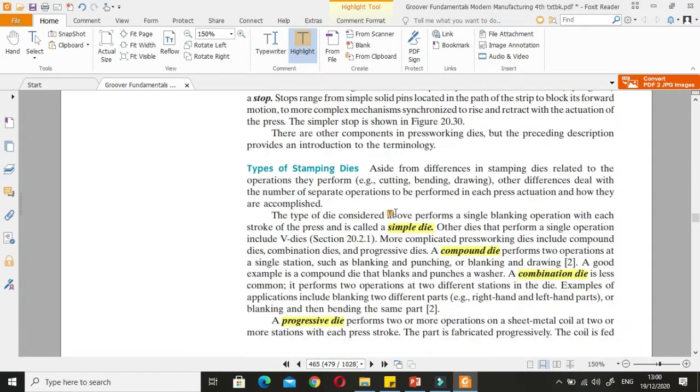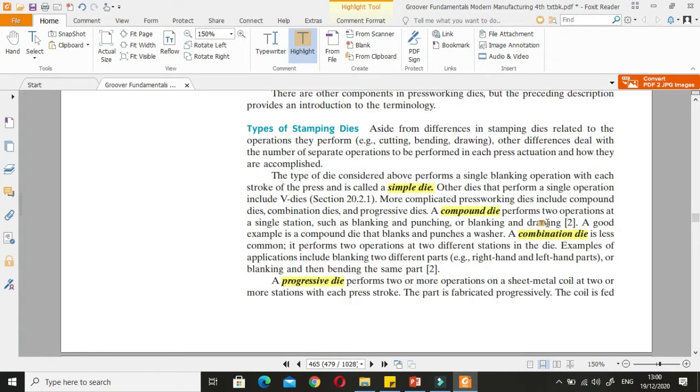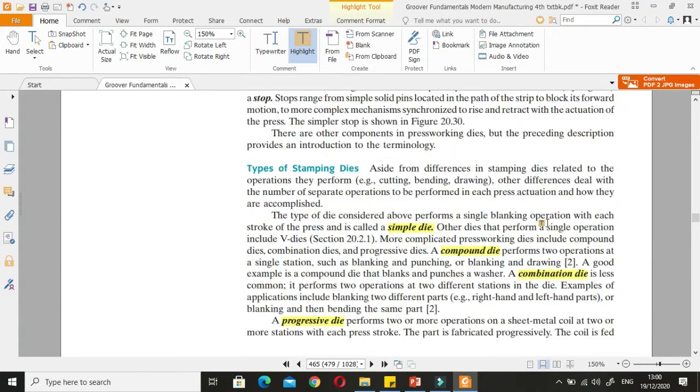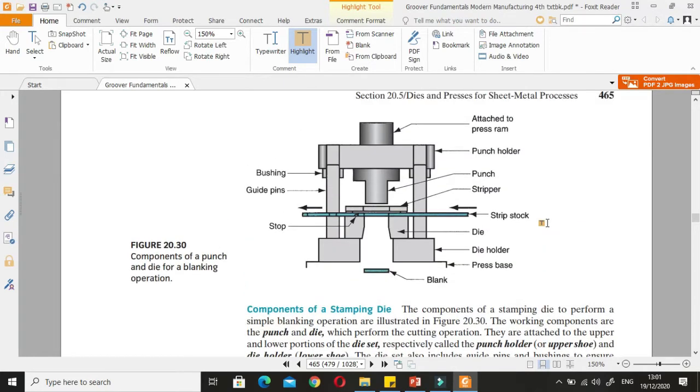But if we go into the compound die, two operations are performed at a single station with a single stroke. If you remember the video we saw in the last live session, where blanking and punching were being performed simultaneously, that was basically a compound die. So we have a single station, and with a single stroke of the punch, both blanking and punching are being done.